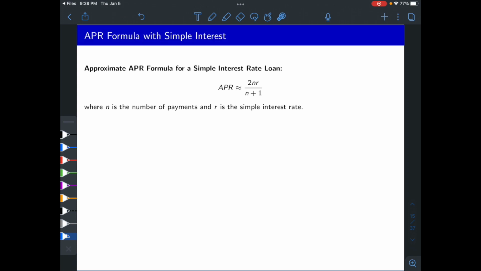Anyway, let's do a slight shift from that. Here's a formula. This formula approximates the APR for a simple interest rate loan. N is the number of payments that you're going to be making, and R is the simple interest rate. Then the APR is roughly equal to 2 times N times R divided by N plus 1.